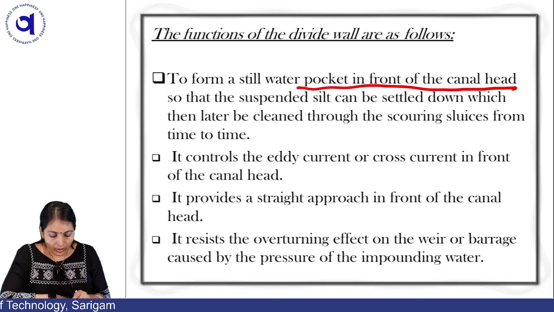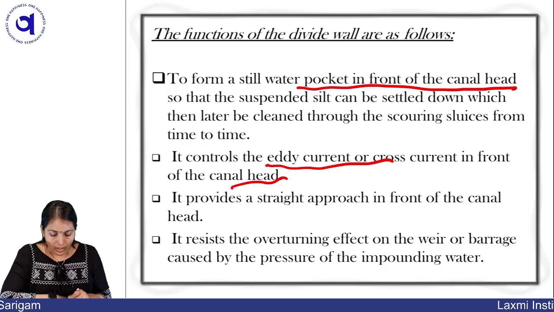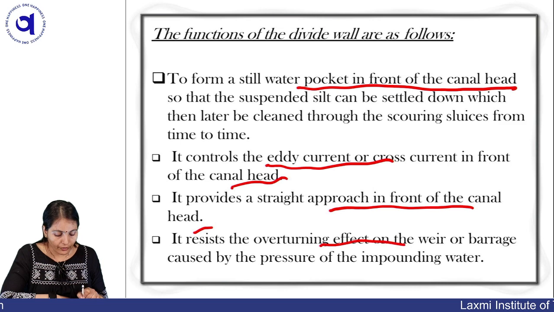It also controls the eddy current or cross current in front of the canal head. So the velocity is reduced, and the eddy current is reduced. The straight approach provided in front of the canal head restricts the overturning effect of the weir or barrage caused by the pressure of ponding water.